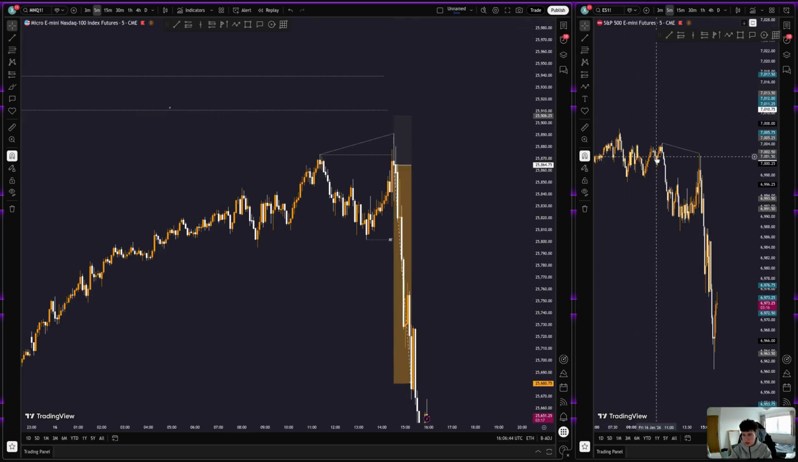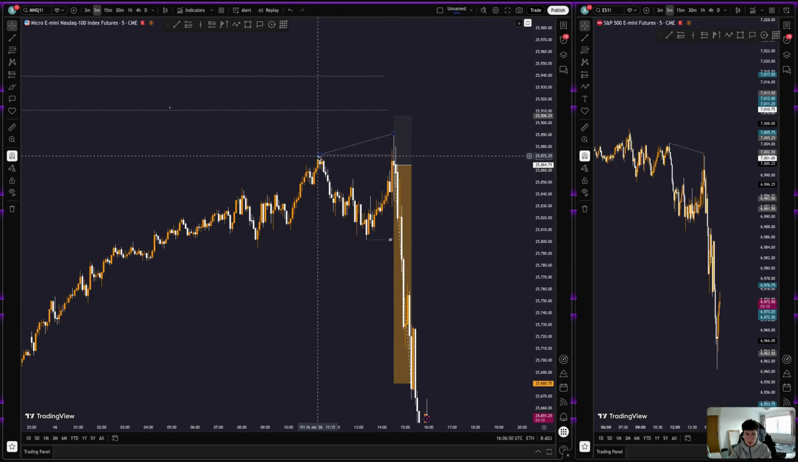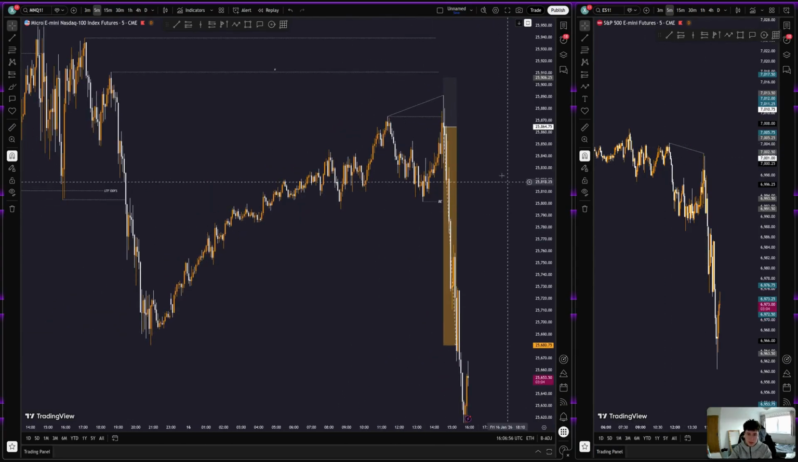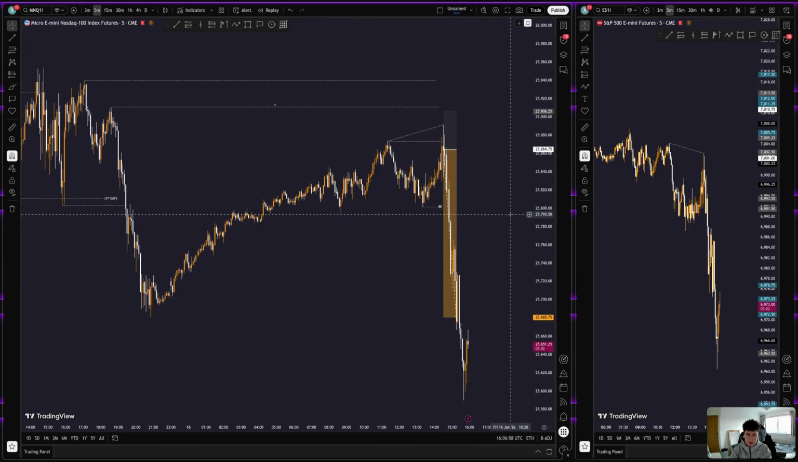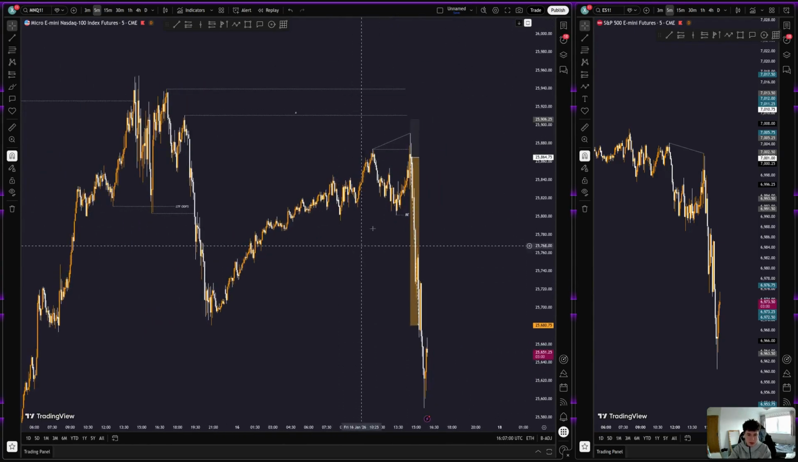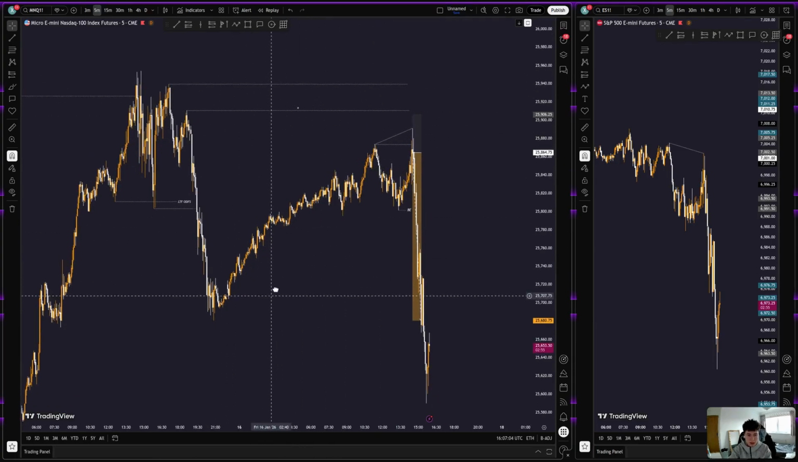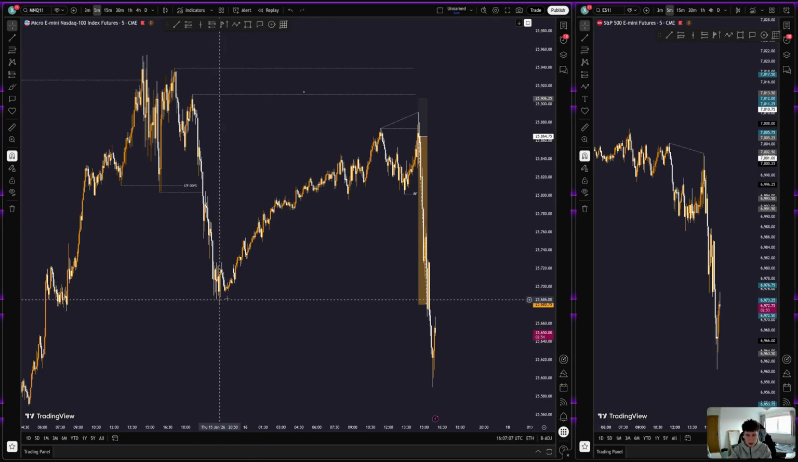On top of that, as you can see here, we had divergence SMTs with ES, and that's when one pair sweeps a high or low and the other one fails to. And once I got that 5-minute rejection candle, that was my entry. Because this is respecting protected highs up here, my target was this low due to it being weak, as we're still respecting this protected high.